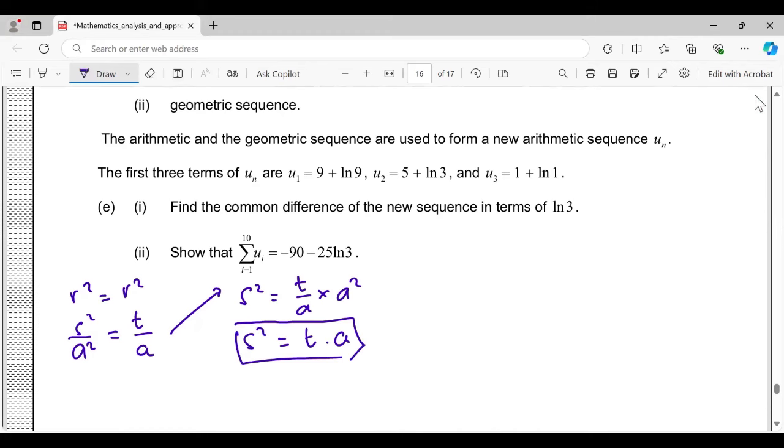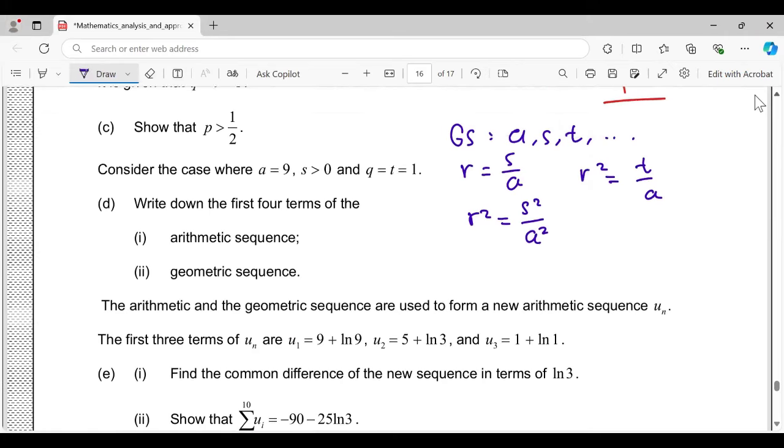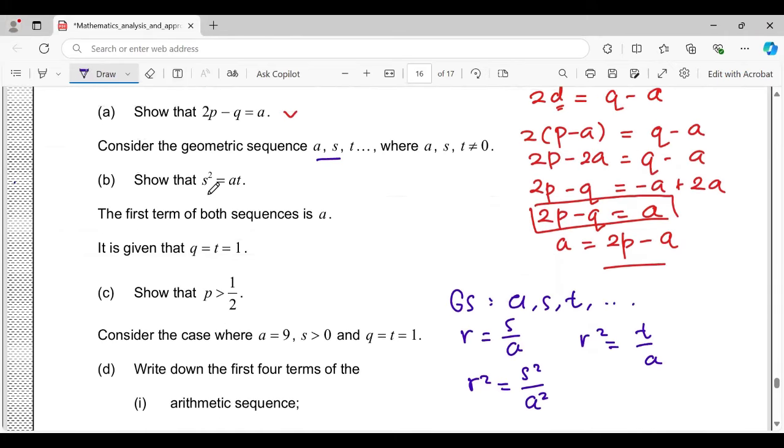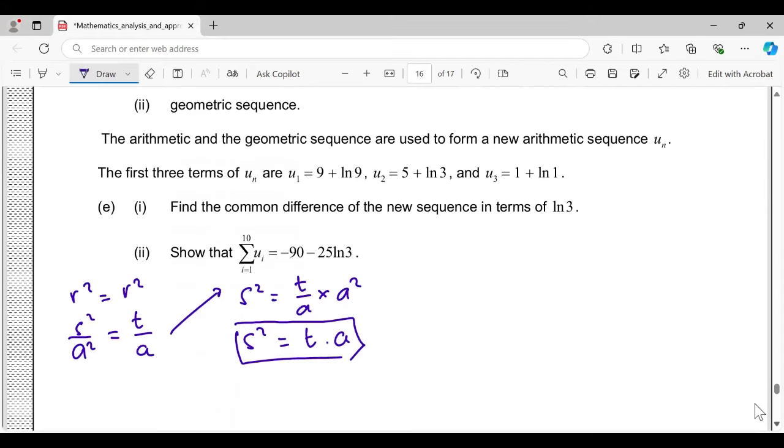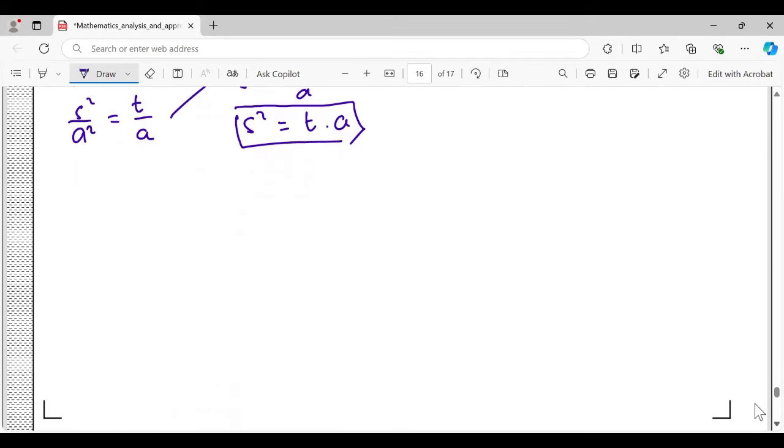Like this one. The first term of both sequences is a. It is given that q equals t equals 1. Show that p is greater than half.